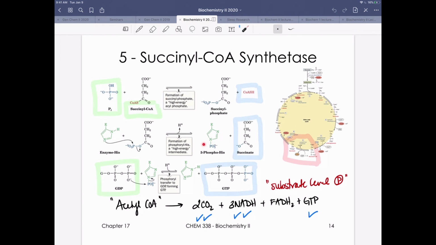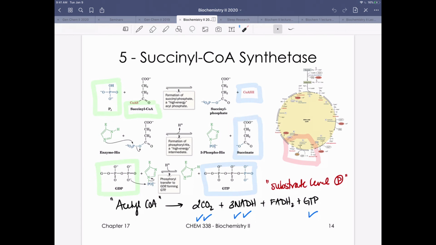And we're going to essentially be transferring this phosphate around to a bunch of different groups to ultimately allow it to be transferred to GDP to generate GTP. So we can think about this like substrate level phosphorylation. We're using a high energy intermediate to couple together inorganic phosphate and a nucleotide diphosphate, in this case GDP, to generate GTP. So the products of this reaction are that we liberate free CoA, we generate succinate, and then one of our high energy species, GTP.